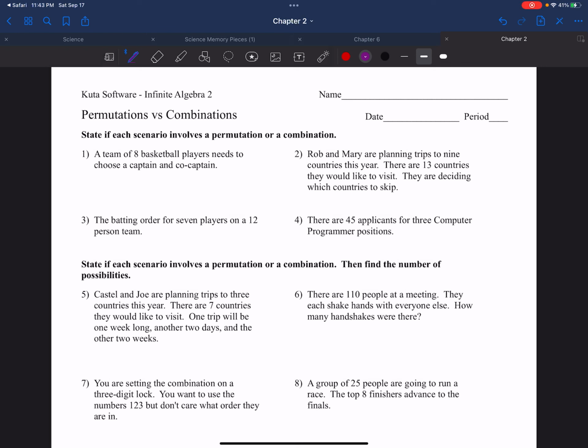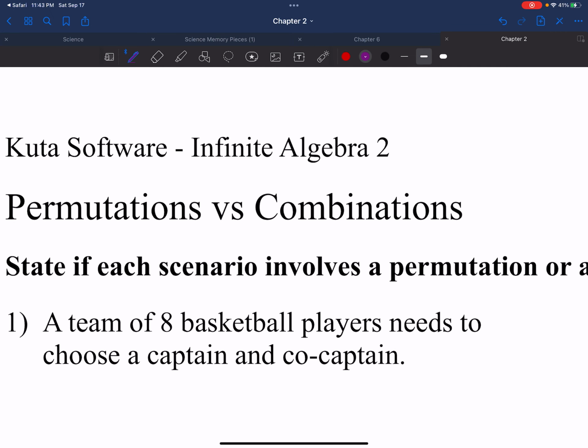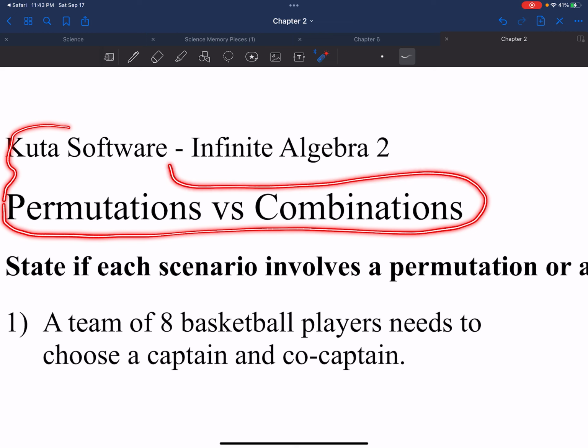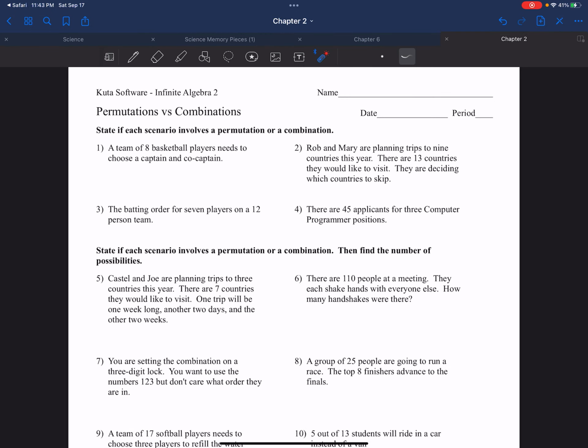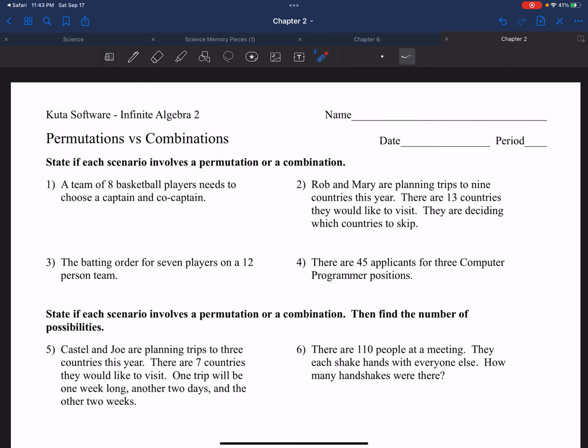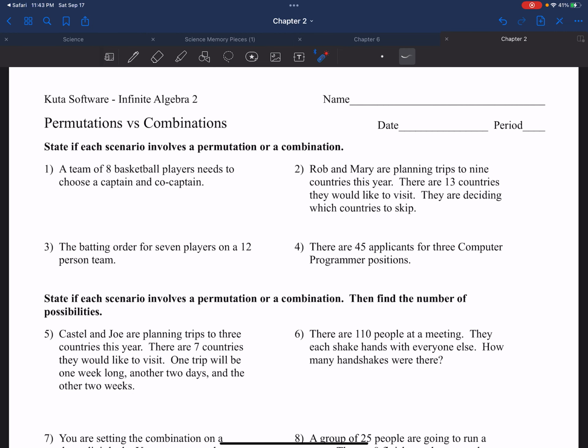Hello. I did go to the internet and find some practice problems. You can find this yourself on the internet by Googling this search term right here: Kuta software, permutations versus combinations. If you want to print this yourself, you can print it from the internet, you can print it from this screen, however you want to do it. Your teacher can also help you find it.